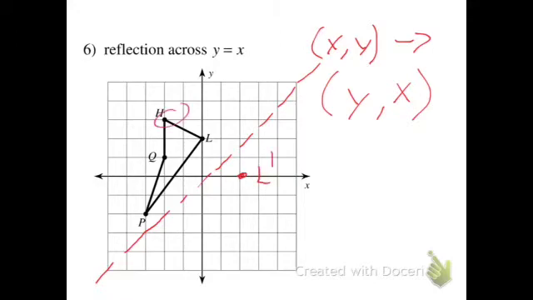There's L prime. H is at negative 2, 3, and so our new one is going to be at 3, negative 2. There's H prime. Q is currently at negative 1, 2, and so our new one is going to be at 2, negative 1. There's Q. P is currently at negative 3, negative 2, and so we're going to have negative 2 and negative 3 for P prime. And once we got all those, we can connect it up, and we got our lovely shape all reflected.